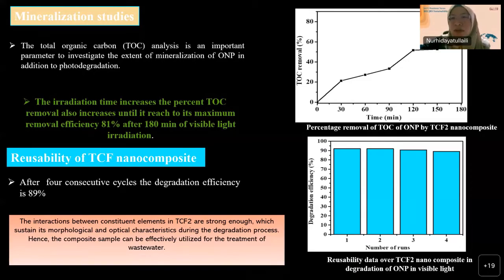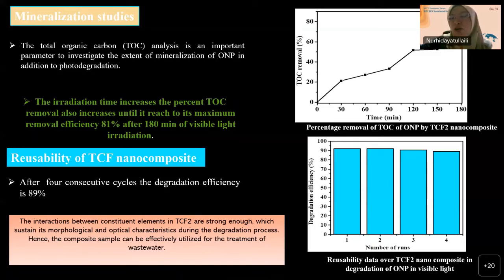With the irradiation time, the TOC or total organic compound removal also increased until it reached its maximum removal efficiency, 81% after 3 hours of reaction under the visible light radiation. So we can see that this system can degrade up to 81 to 90% of this persistent water pollutant, nitrophenol, under visible light within 3 hours of reaction.